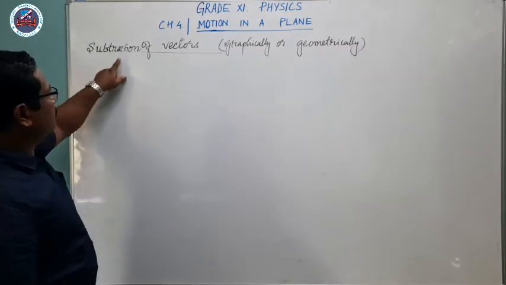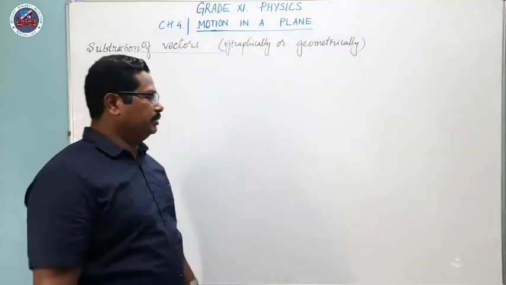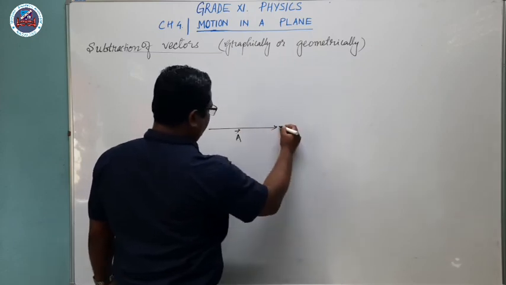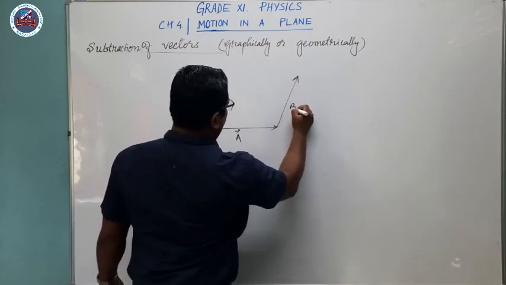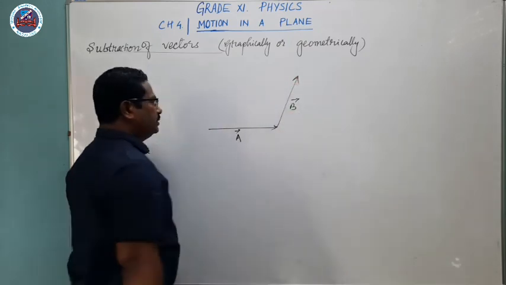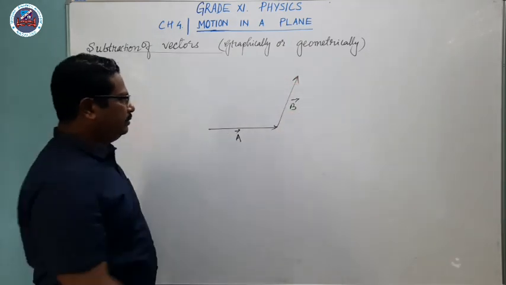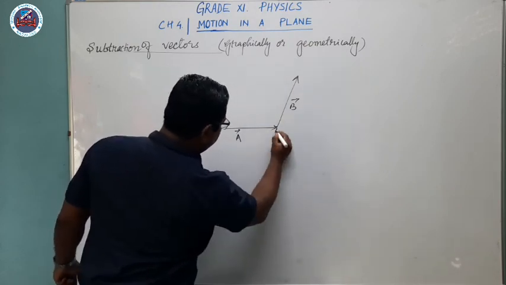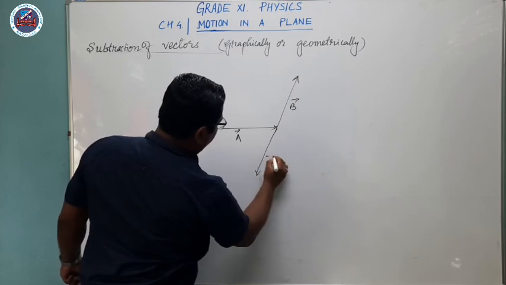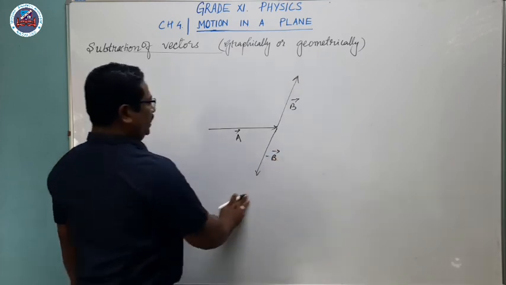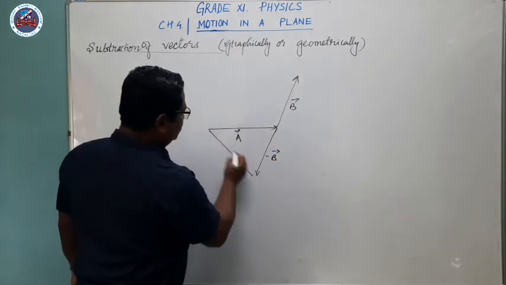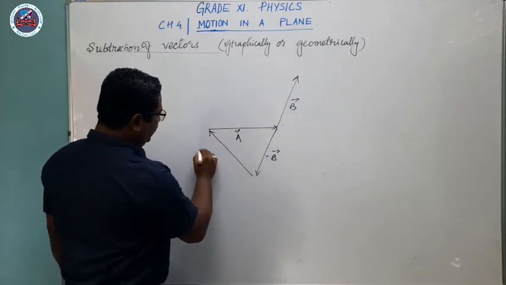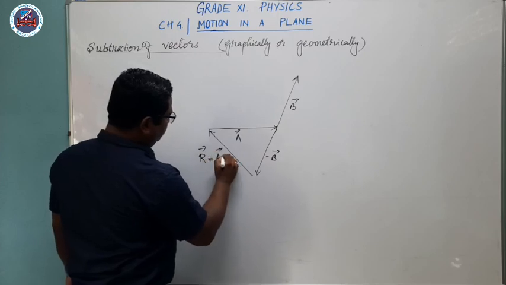Now let us see the subtraction of vectors, how to do it geometrically. Suppose this is vector A, like before we have taken, and this is vector B. They are in the same order. If you want to subtract, out of these two, any one vector, you can reverse it. Suppose this vector, if I take it in the opposite order, then it becomes the minus B vector. And the resultant you can find out here. Decide where to put the arrowhead, and R will become A minus B.